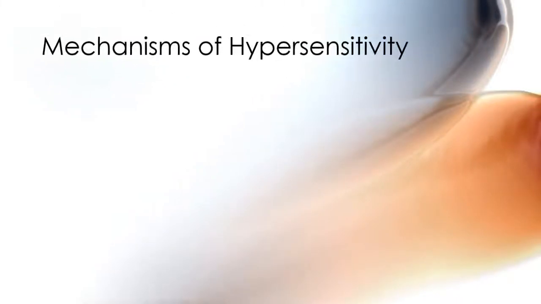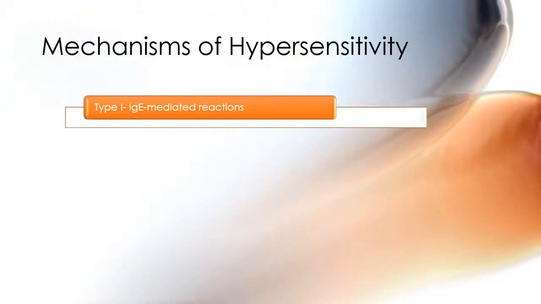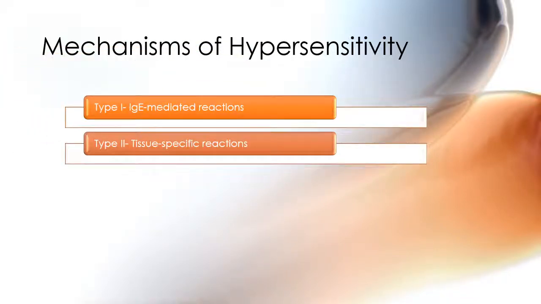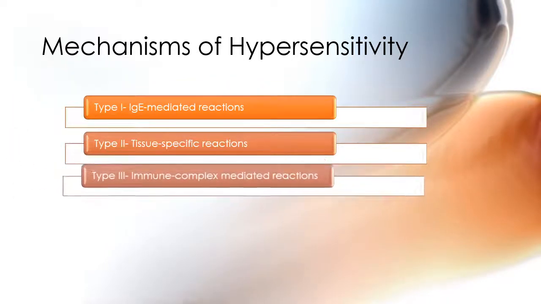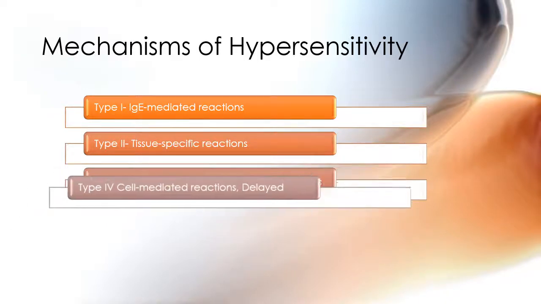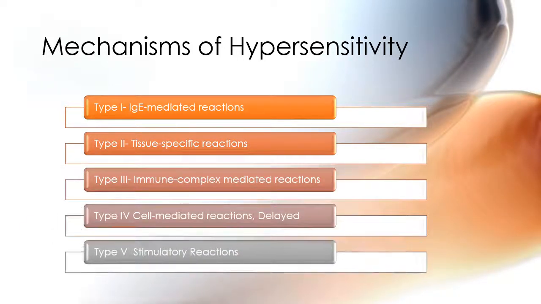So let's discuss the mechanisms and types of hypersensitivity. We have type 1, immunoglobulin E mediated reactions. Type 2, tissue-specific reactions. Type 3, immune complex mediated reactions. Type 4, cell-mediated reactions. This is more of a delayed reaction. Then we have type 5, stimulatory reactions. We will discuss each type in detail.